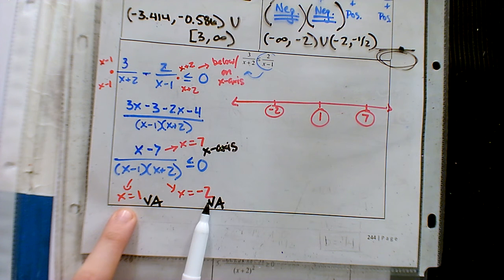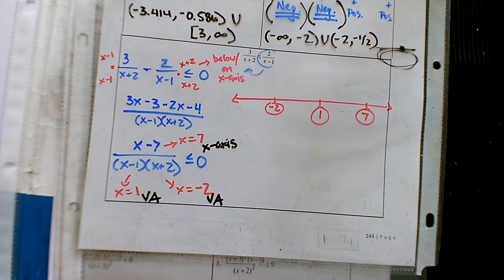So these make the bottom 0 but not the top. 7 makes the top 0 but not the bottom. We have yet another example where we didn't have any holes, so no number made the top and the bottom 0. Looks good. All right, go through your number line. Pick your values, get your signs, figure out positive or negative. I think you guys can go from there.